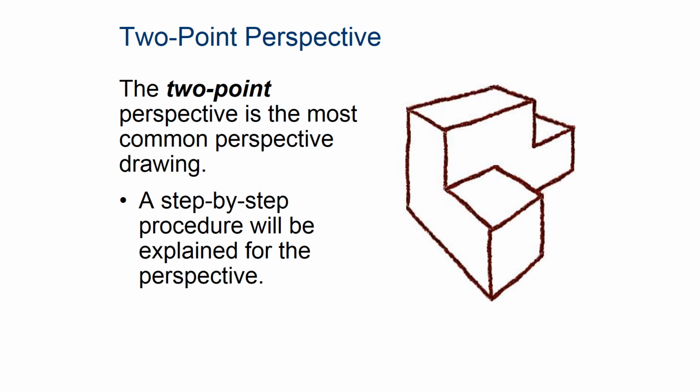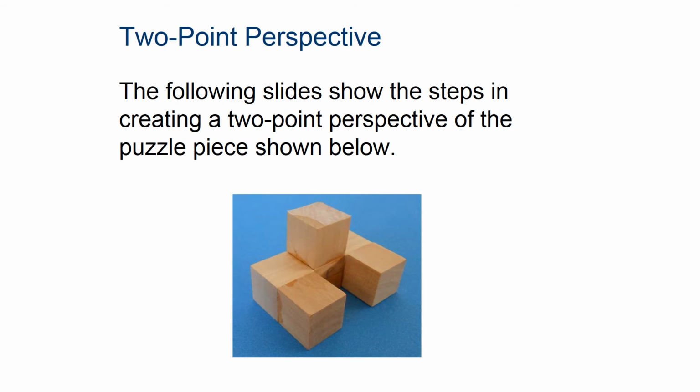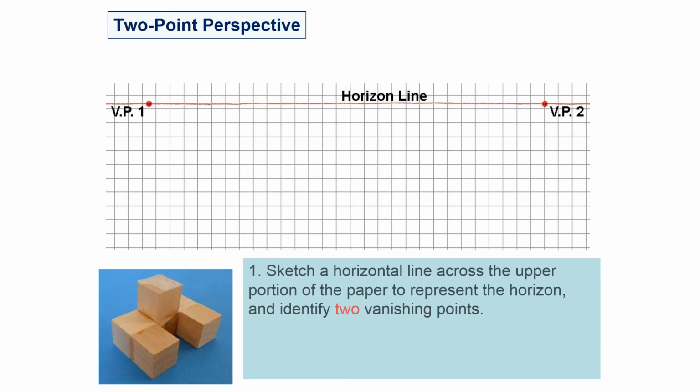The two-point perspective is the most common perspective drawing. And once again, I'm going to do a step-by-step procedure. I'm not going to talk very much, if at all. And then remember that the two-point perspective is called the two-point because it has two vanishing points. So once again, the following slides show the steps in creating a two-point perspective of this puzzle piece shown below.